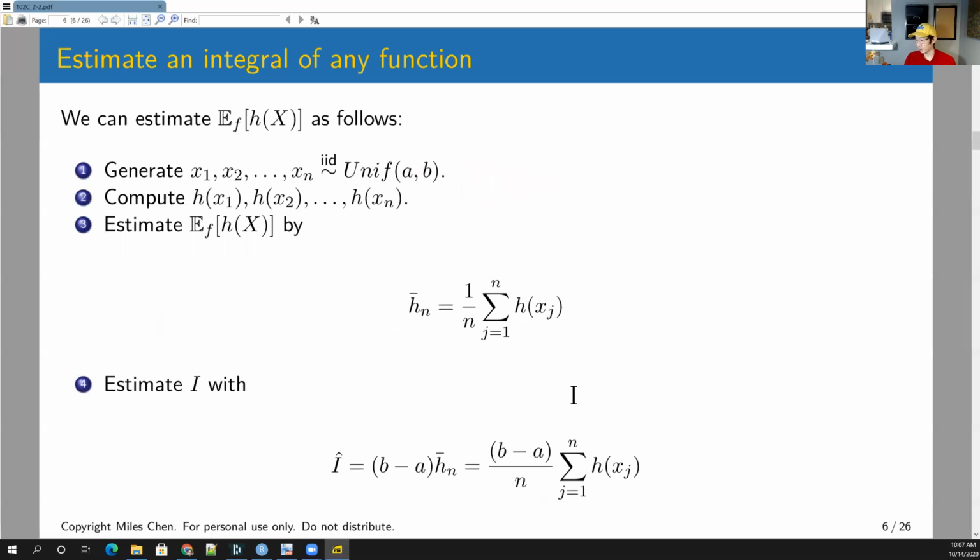Okay, so this is the process to estimate an integral of any kind of function. You're going to generate values from the uniform distribution. You're going to compute h of x for all of those values that you've generated from the uniform. You take the sample mean after you apply the function h of x to all those values. Then, if you want to estimate the value of the integral, you multiply it by the width of that uniform distribution. You multiply it by b minus a. Okay, I hope that's straightforward enough.